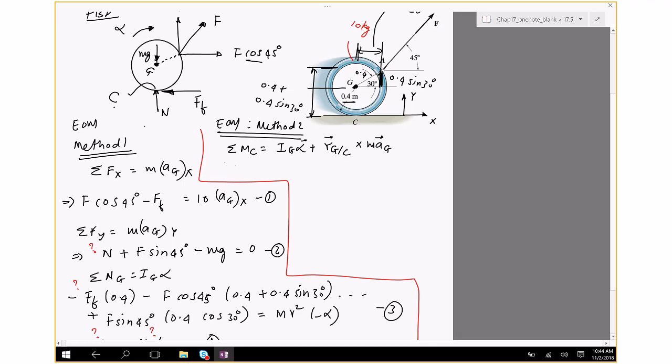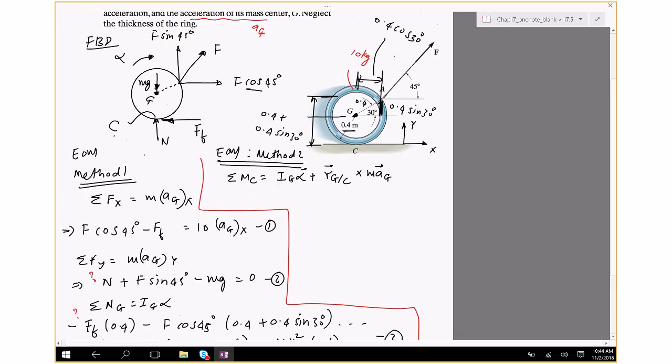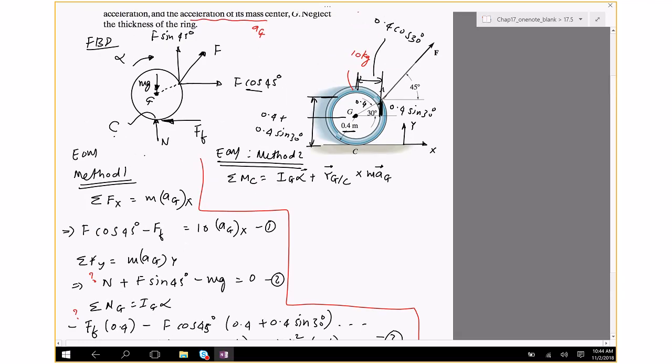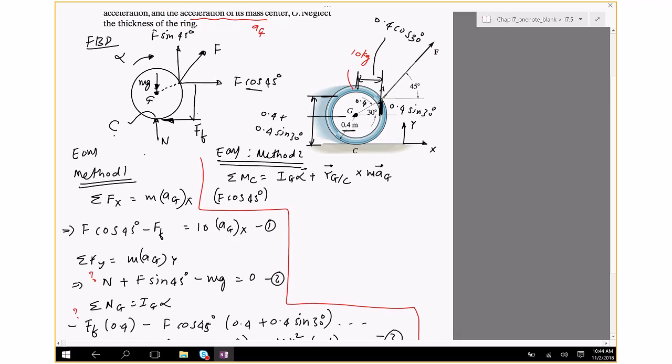MC is the moment about C. We can see that there are two things contributing to the moment. One is F cosine 45 and the other one is F sine 45. So F cosine 45 degrees. We need to find the moment arm about C. So we need to find this distance.